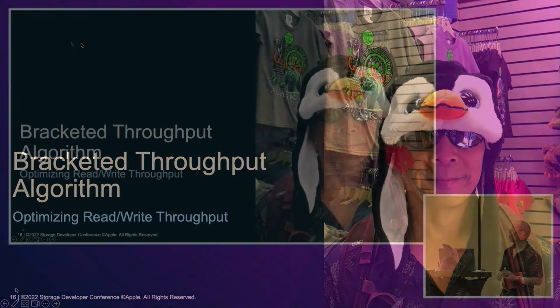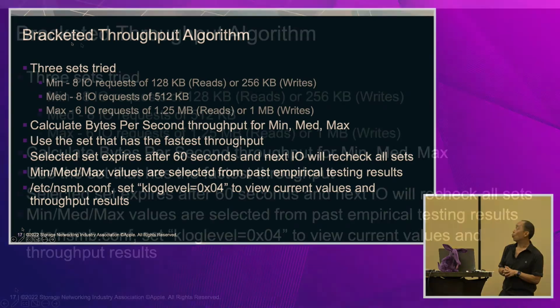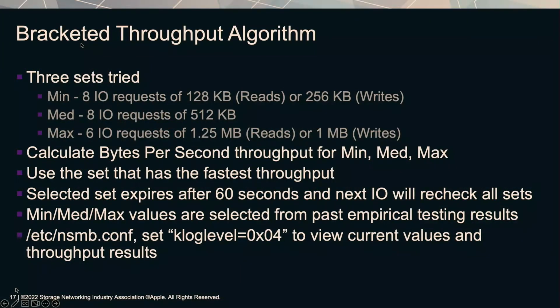Next topic, bracketed throughput algorithm. This is how the macOS SMB client tries to optimize the read-write throughput. So we have 3 sets. We have the min, medium, and max. When we try the min set, it's 8 I/O requests of 128K reads or 256K for writes. For the medium set, we have 8 I/O requests of 512K, and for the max, we have 6 I/O requests of 1.25 megs for reads or 1 meg for writes.